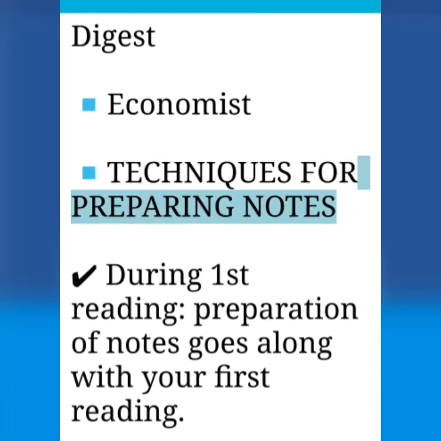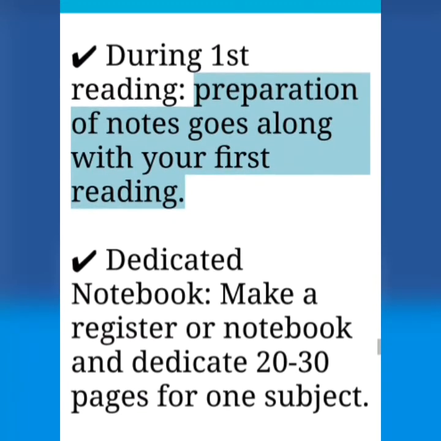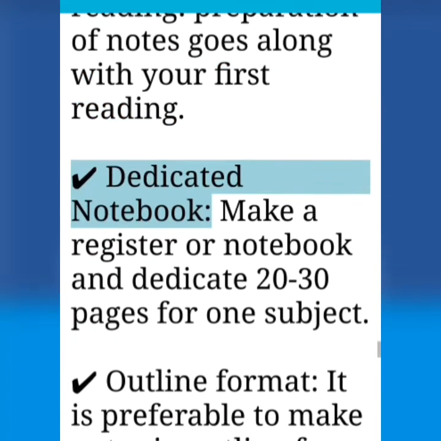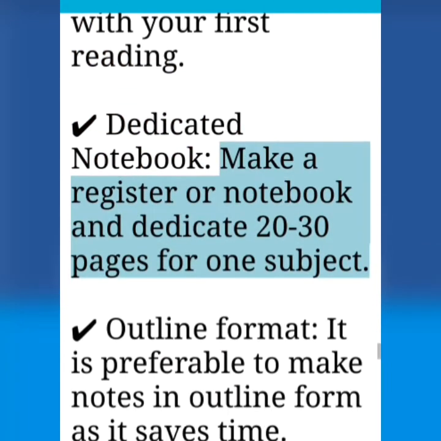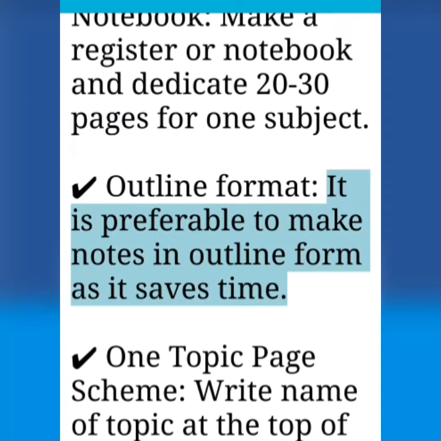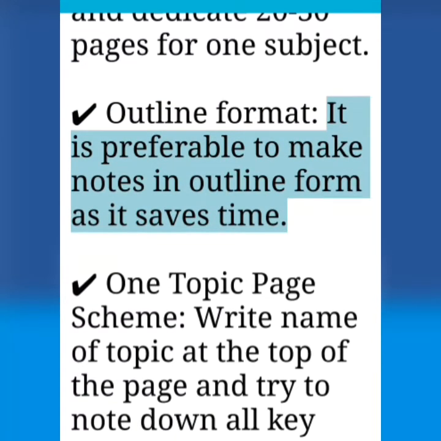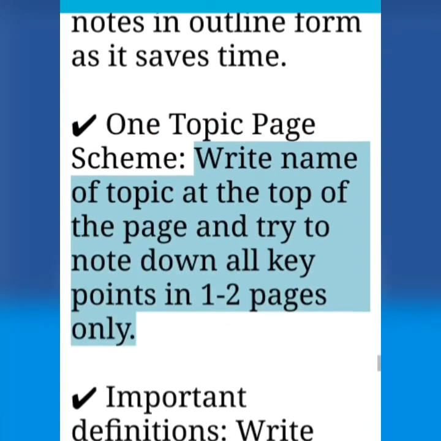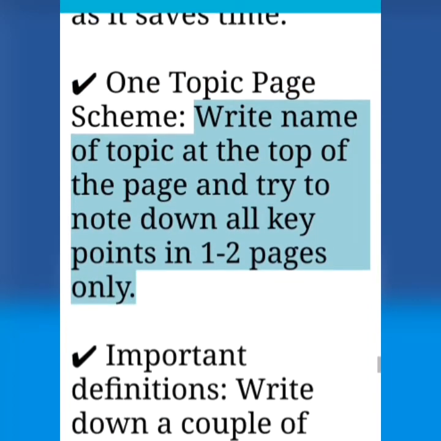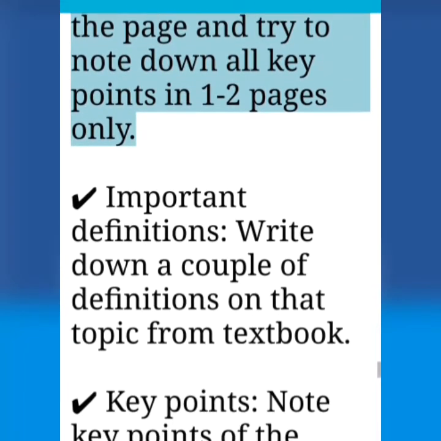Techniques for preparing notes. During the first reading, preparation of notes goes along with your first reading. Dedicated notebook. Make a register or notebook and dedicate 20 to 30 pages for one subject. Outline format. It is preferable to make notes in outline form as it saves time. One topic page scheme. Write the name of the topic at the top of the page and try to note down all key points in 1 to 2 pages only.